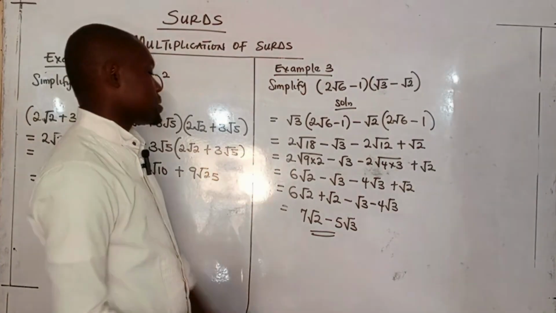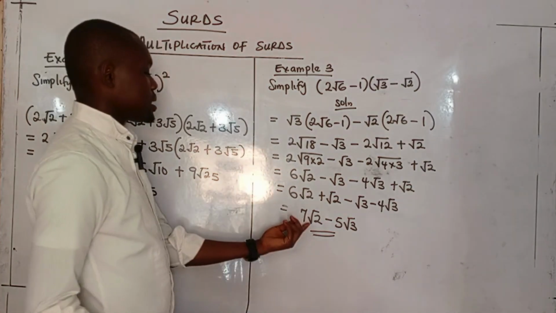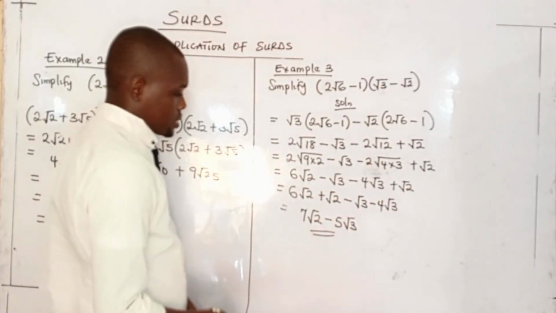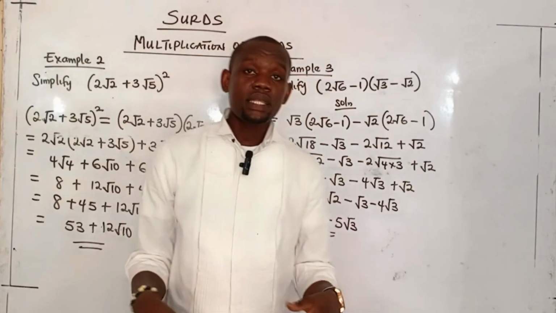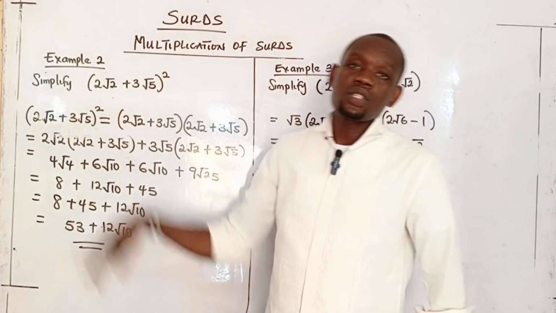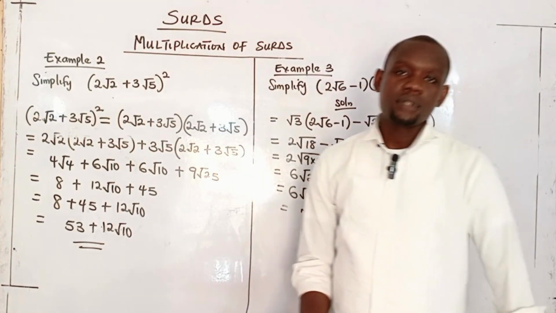So at this point, we cannot subtract because they are not similar. They don't have the same number under the square root sign. So with this, we've come to the end of the calculation on the multiplication of surd.